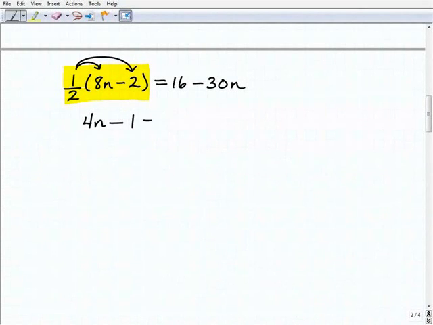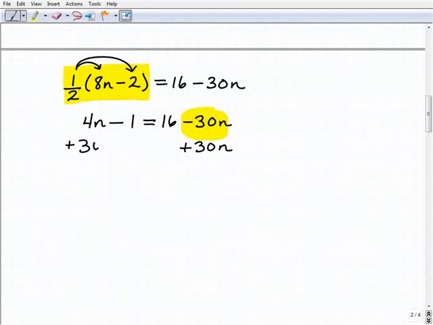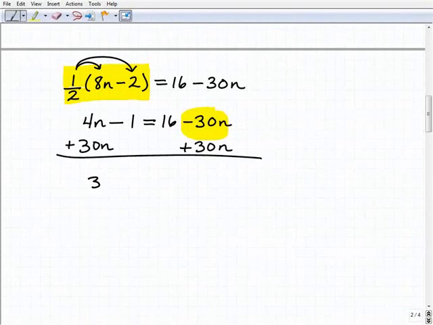Okay, so that's going to be equal to 16 minus 30n. All right, so there's no like terms to combine on either side of the equation. So I'm going to go ahead and move my variable term over to the left-hand side. So I'm going to add 30n here, and I'm going to add a 30n over here. So that's going to give me 34n minus 1 equals 16.